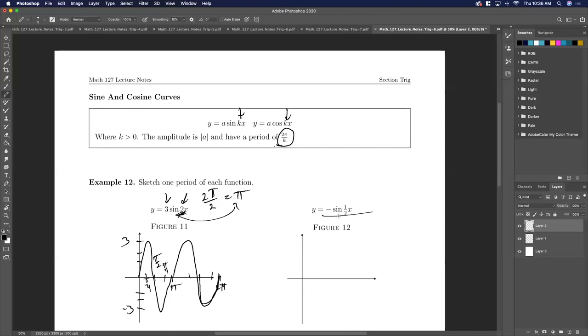So here, let's do it at a half. So what's my period now? It's still pi over two divided by a half, and so it's actually 4 pi. And so this will complete a single period in 4 pi distance. And so here, we'll have pi, we'll have 2 pi, we'll have 3 pi, and then we'll have 4 pi.